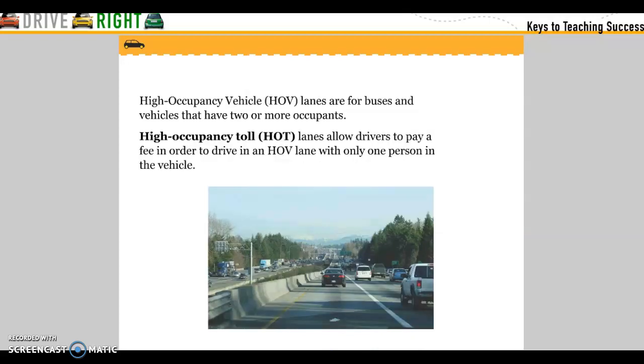High occupancy vehicle lanes are for buses and vehicles that have 2 or more occupants. High occupancy toll lanes allow drivers to pay a fee in order to drive on a high occupancy lane with only one person in the vehicle.